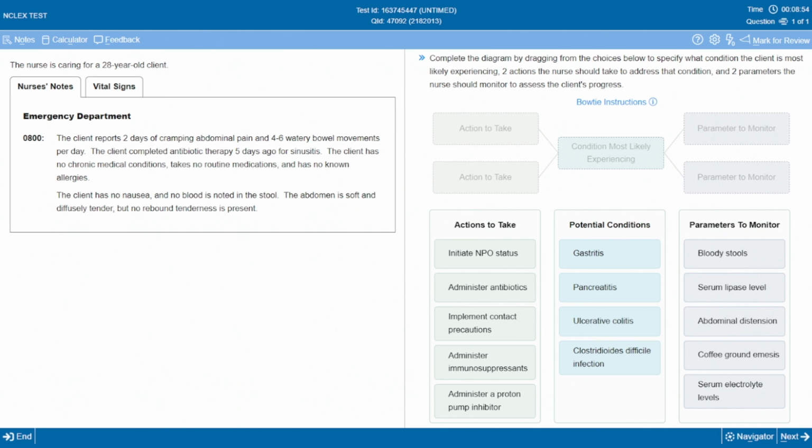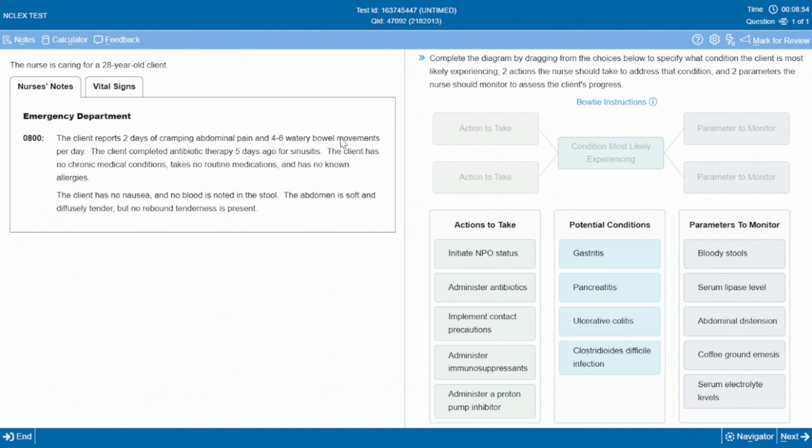upset. And then also for female clients, it can cause some vaginal infections because it throws off the vaginal flora as well. So that's something to definitely think about. We've taken antibiotics 5 days ago. Could that have caused a complication related to changes in the microflora of our body?